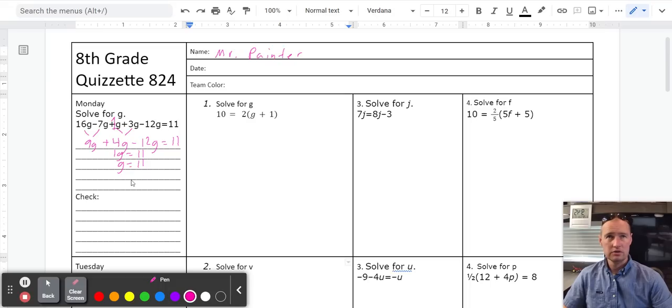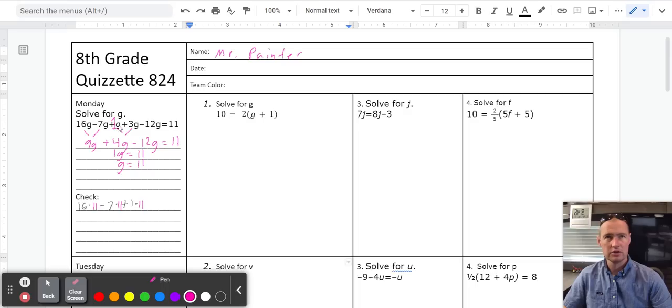All right, check. Now what we're going to do is take every G and place an 11. So let's go ahead and give this a try. We have 16 times 11, because that's the first G, right? Minus 7 times 11. So you've got to be good at your 11's times table, but it's okay. If you're not, you can use a calculator. Plus 1 times 11.